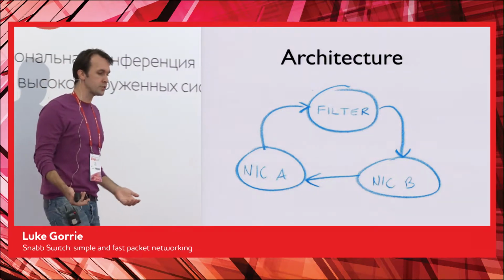And I just want to use this to illustrate the basic concepts that we have in Snabb Switch in the core. There are really only three main concepts in the whole main abstraction. One is an app, which are the NIC and the filter that you see in this picture. So an app is the unit of functionality. It's some code that does something with packets.